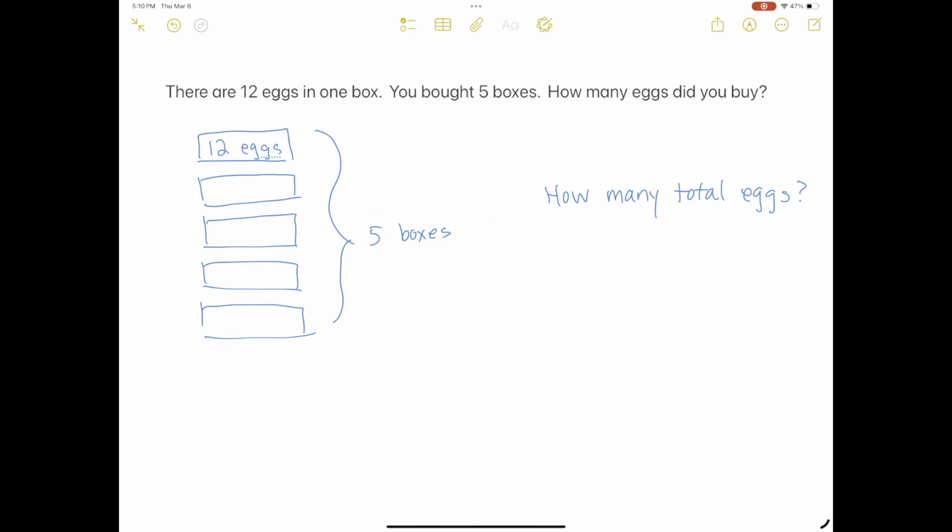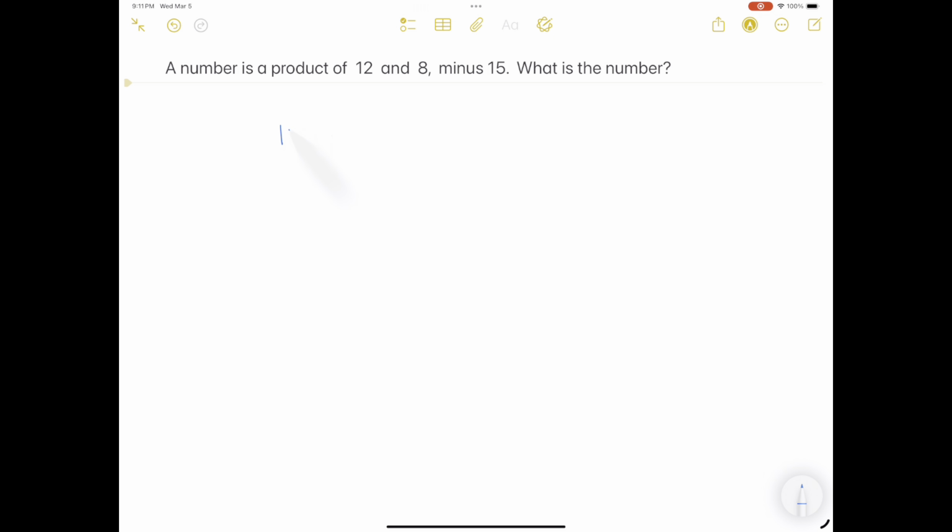This is a multiplication problem, 12 times 5. I write out that equation, 12 times 5 equals 60. So there are 60 eggs. I box my answer.